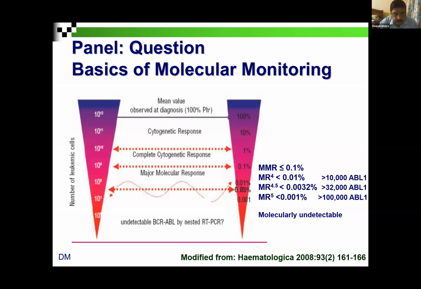Right. Thank you so much. So I think again for the clinicians, remember if you see a value of MR5 and you don't have the housekeeping ABL gene copy number in that report, be cautious about interpreting it. And if you do have the housekeeping gene copy number reported, it should be more than 100,000 to make that interpretation. And similarly for the other cutoffs.